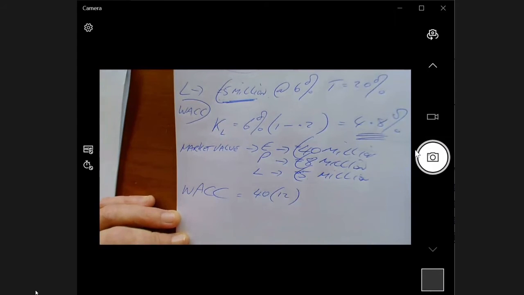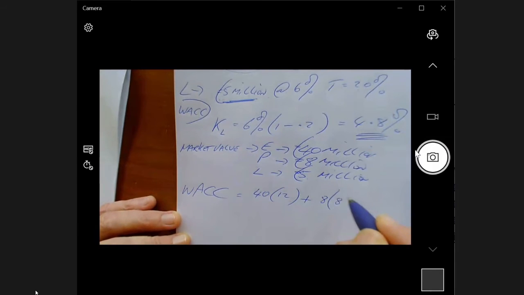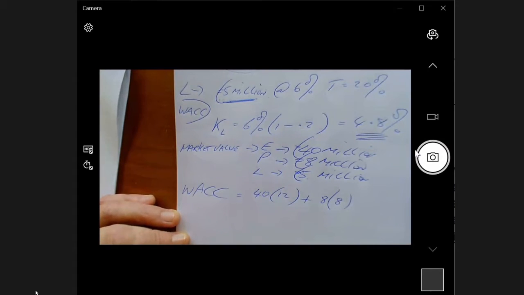Now I could write down 40 million euros and write down 12%, but I think it's easier to know the answer is obviously going to be a percentage. So just take them as physical numbers, 40 by 12. The next one was the 8 million weight for the equity by an 8 cost. So 8 by 8. 8 is the weight and 8 is the cost. The answer will be in percentage.